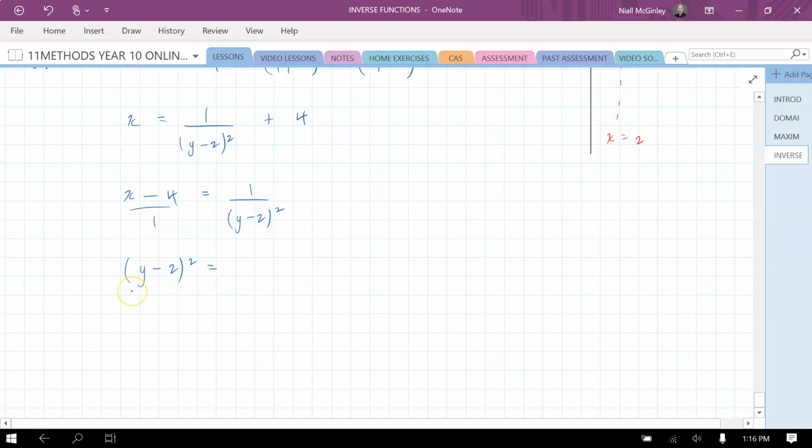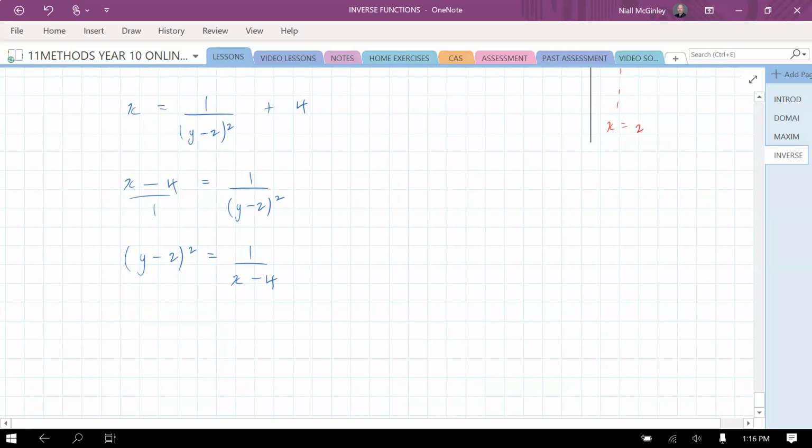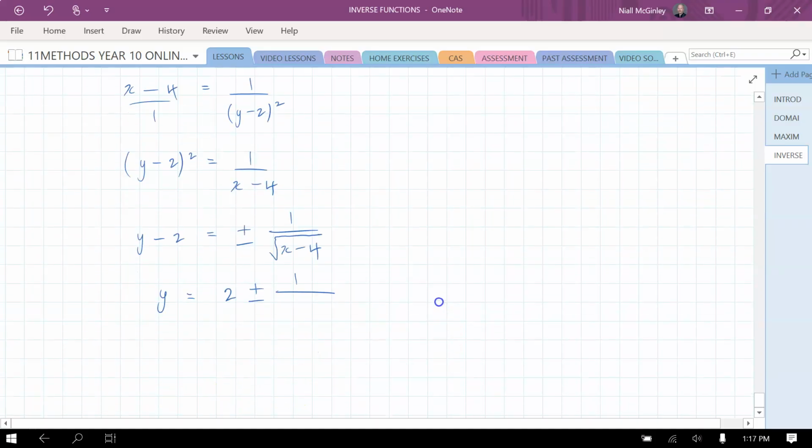So we have y minus 2 squared equals 1 over x minus 4. The next step would be to get rid of the squared sign here. The opposite of squaring is square root. When it's an even power, we need to make sure that we put plus or minus. The square root of 1 is just 1, so we don't need to put a square root around that. And then the square root of x minus 4. And the final step is to add 2 to both sides. So we're going to have 2 plus or minus 1 over the square root of x minus 4.